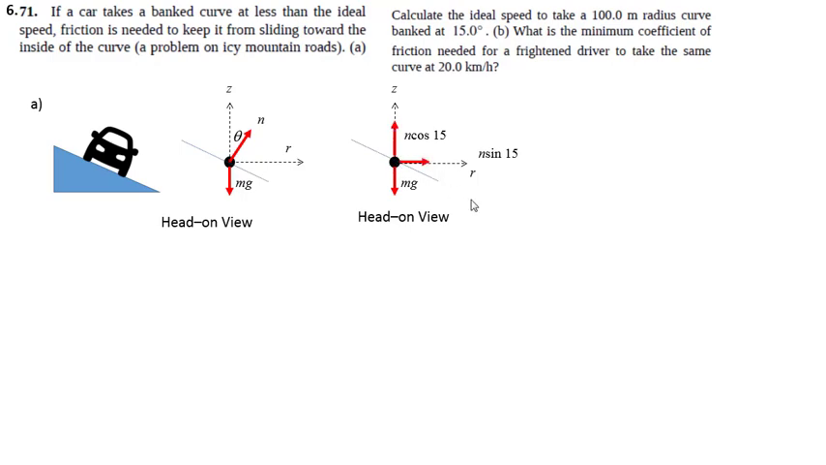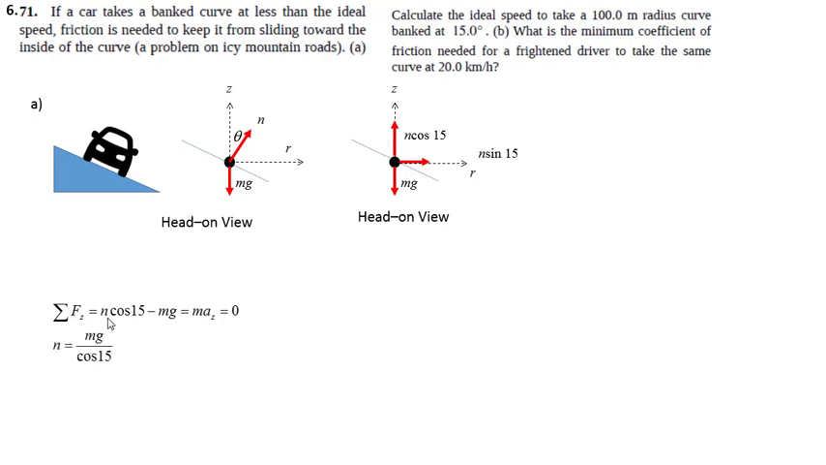Okay. Now that I have my free body diagram, I can look at the net force in the Z direction. In the positive Z direction, I have n times cosine of 15. In the negative Z direction, I have mg. My net force in the Z direction always, always, always equals my mass times my acceleration in the Z direction. We will not be accelerating in that Z direction. So a sub z is 0, which means the net force in the Z direction has to be equal to 0.